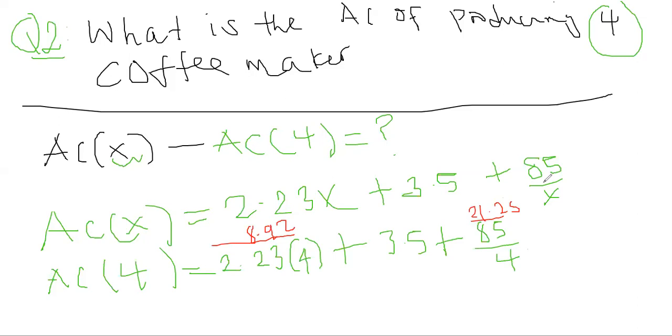So at the end of the day, the average cost of producing 4 coffee makers will give us 33.67, in dollars. So that's it. That is question 2. But there can be another question. There is a possibility that, let's say, question 3 asks us to find the revenue, or to find the profit.